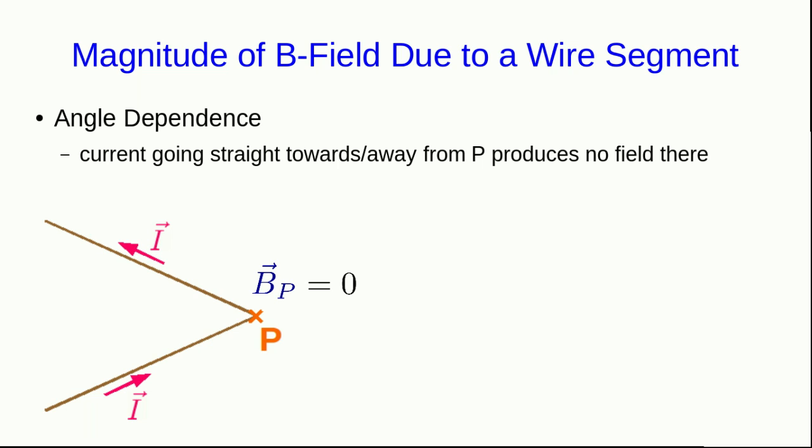And I'm going to start with the angle dependence because it shows us how we can isolate a single segment of wire and just look at the B field due to it. And the crucial observation is that if a current is going straight towards or away from the point of interest P, then it produces no field there. So in this arrangement where there are two wires, one going straight towards P and the other going straight away, there's no field there, and you can verify that experimentally.